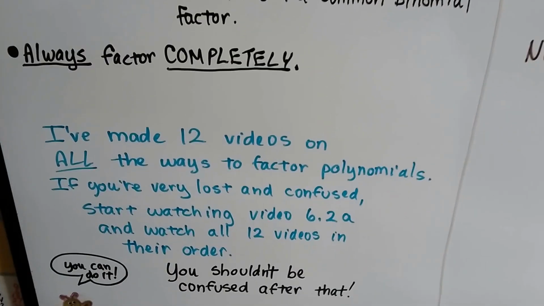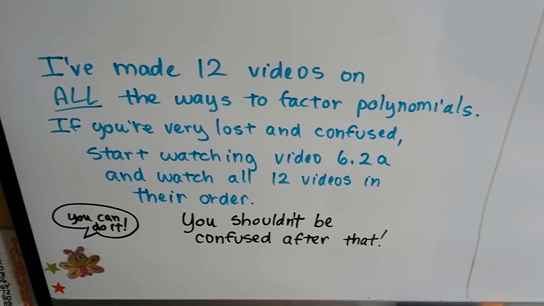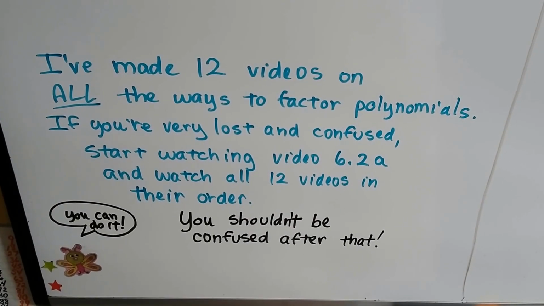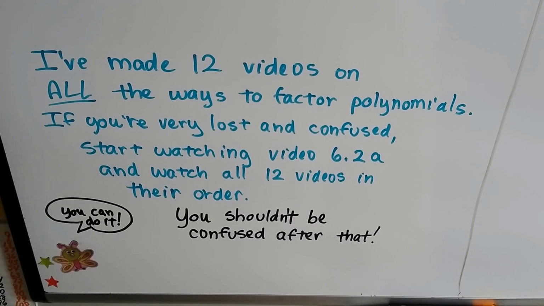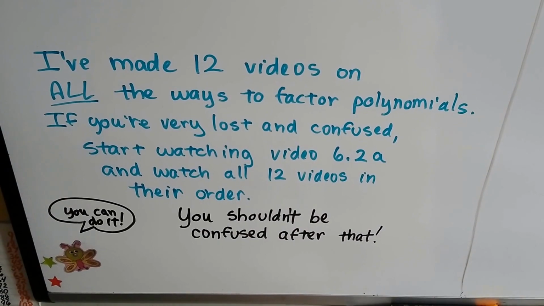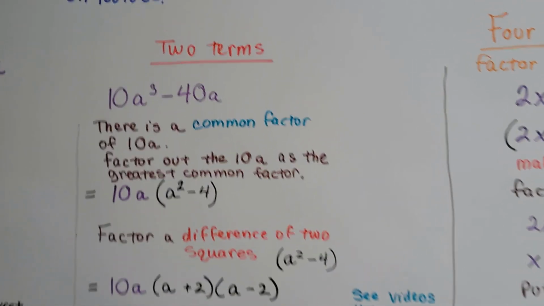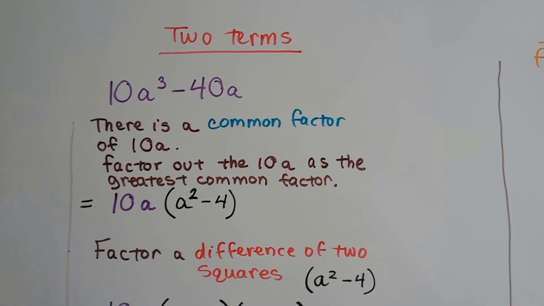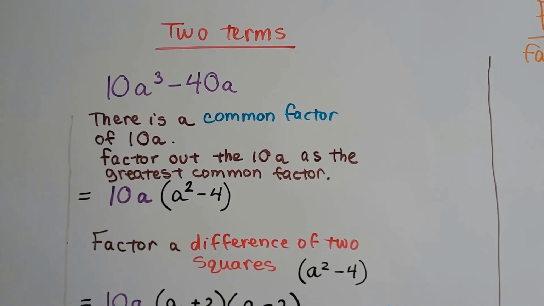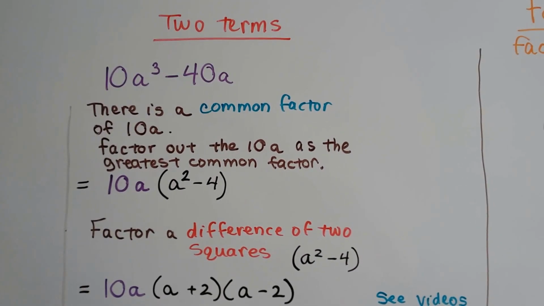Now, I've made 12 videos on all the ways to factor polynomials, and if you're very lost and confused, start watching video 6.2a and watch all 12 videos in their order. You shouldn't be confused after that. It's like walking into the middle of a movie and wondering why you don't understand the story. You have to go back and start watching from the beginning. So I'm going to go over them really quick as a review for the people who've seen the videos, and if you haven't, I'm going to have links to all these videos in the description of this one, and go back and watch them, okay?